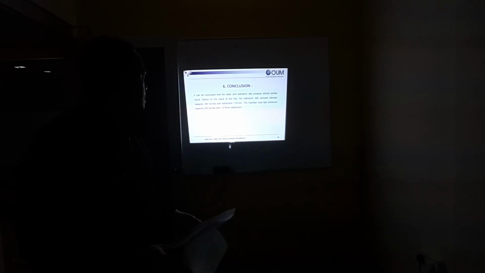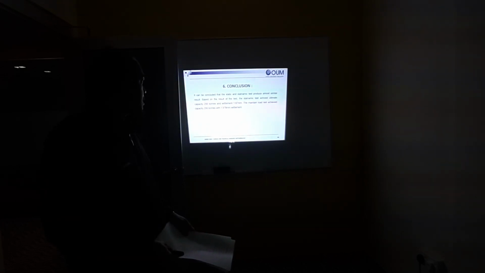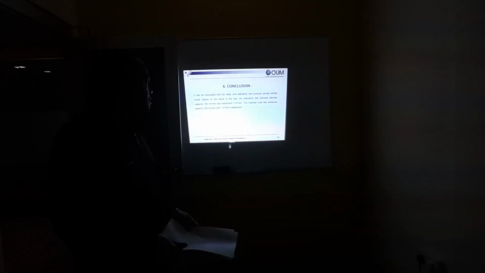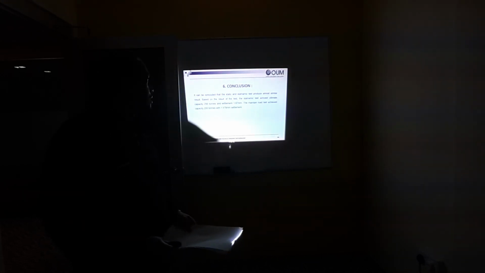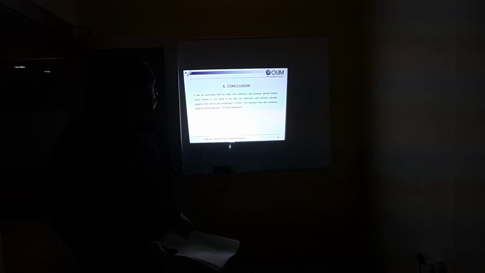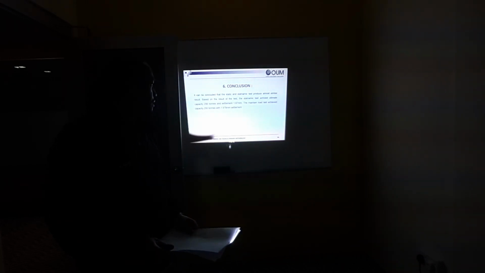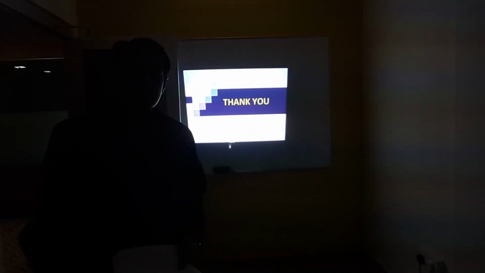Conclusion. It can be concluded that the static and dynamic tests produce almost similar results. Based on the result of the test, the dynamic test achieved an ultimate capacity of 156 ton and settlement of 1.87 millimeter. The maintain load test achieved a capacity of 100 ton with 1.978 millimeter settlement. Thank you.